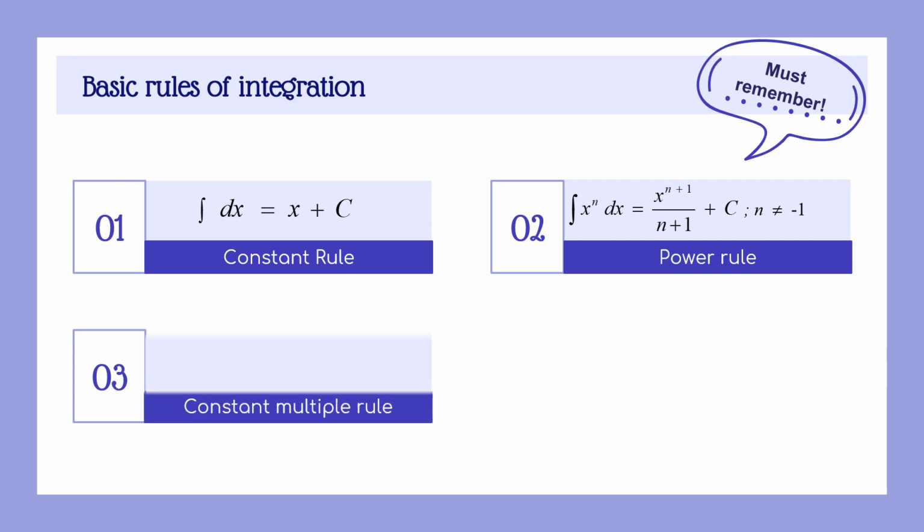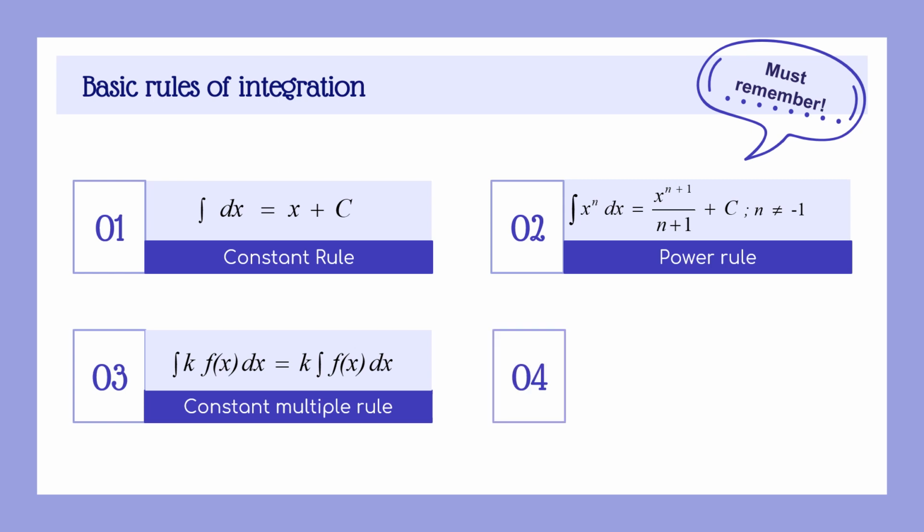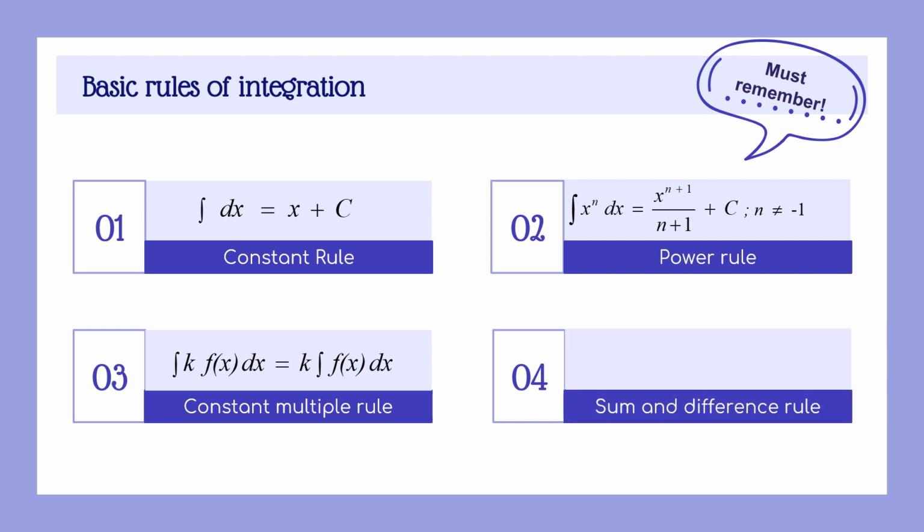The third one is the constant multiple rule. Integrate k f(x) dx. We bring out the constant k, which is k integrate f(x) dx. The fourth one is the sum and difference rule. Integrate f(x) plus or minus g(x) dx equals integrate f(x) dx plus or minus integrate g(x) dx.